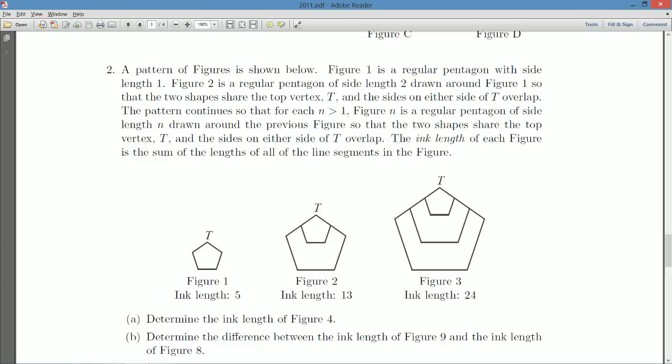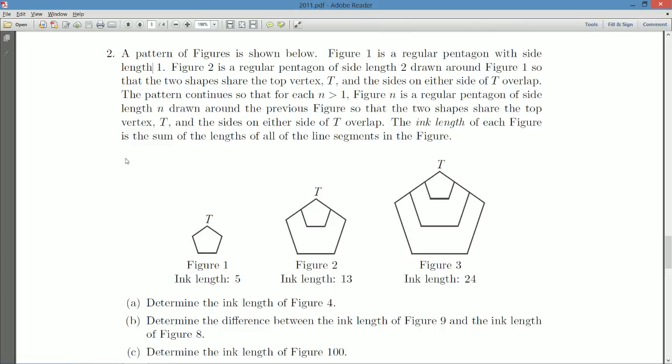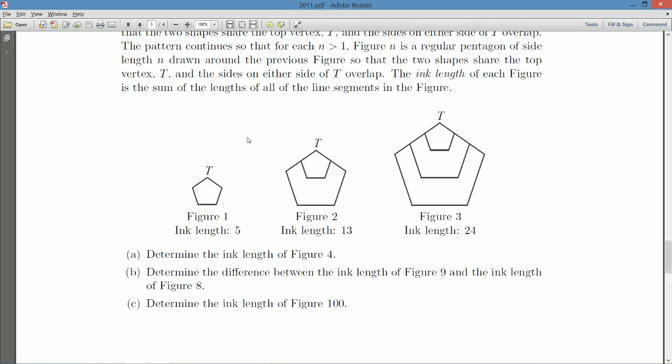The ink length of each figure, so we're defining something new, is the sum of the lengths of all of the line segments in the figure. Each side length here is 1, so 1, 2, 3, 4, 5, ink length is 5. Then 1, 2, 3, up to 13, ink length of 13. Each of these longer ones is a side length of 2. This is a length of 1, so this will have to be a length of 1 to make the whole length 2.